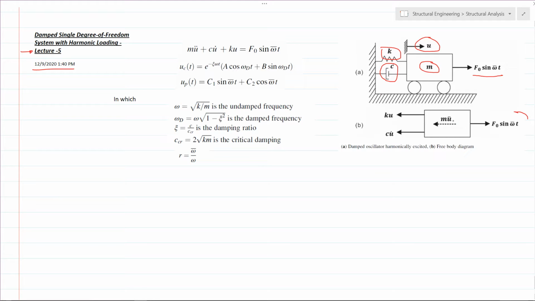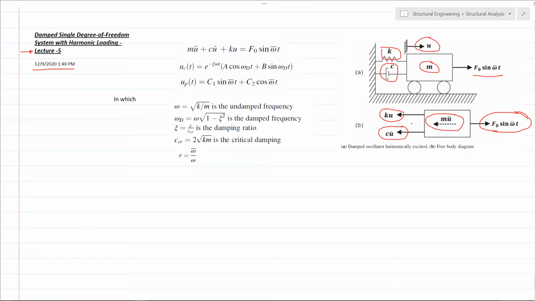So here is the free body diagram. As you can see, mu double dot is the inertial force which is acting on the left hand side. Ku is the spring force which is acting on the left hand side, and the force in the damper is Cu dot which is acting on the left hand side. Here our assumption was, as you remember in my previous lecture, that we assumed that this damping is proportional to the velocity, and this external force is acting over here.